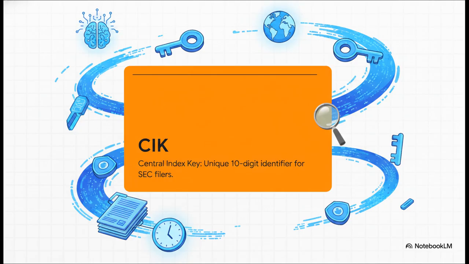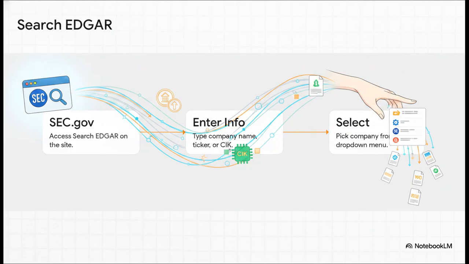Ticker symbols can easily change during mergers, or a company might have multiple classes of stock, but that CIK remains permanently attached to the entity. It's for sure the most reliable way to track a company's historical footprint over the decades. Let's get practical. Getting into the vault is incredibly simple. It literally takes just 3 quick steps to access a company's complete, unfiltered filing history.